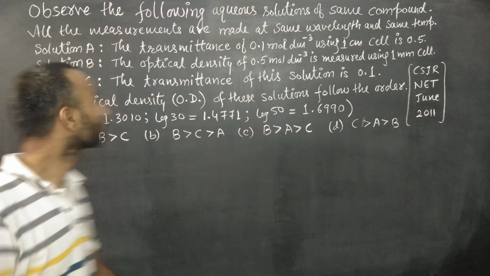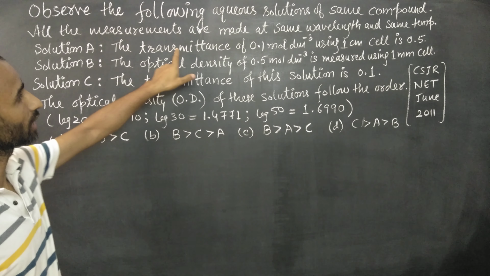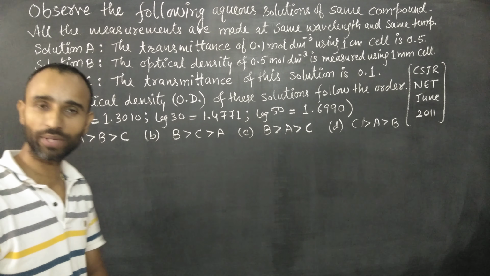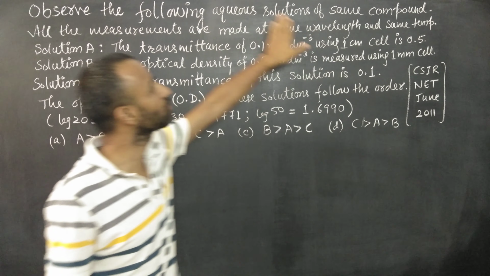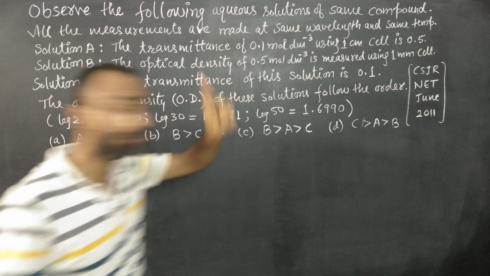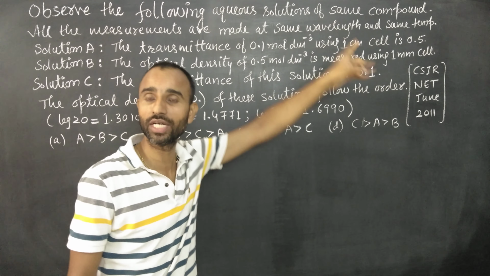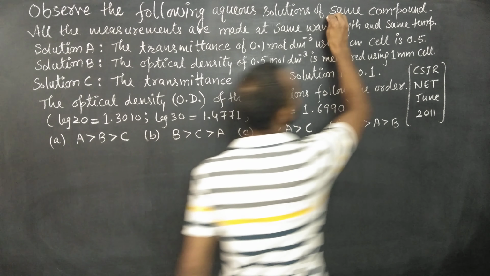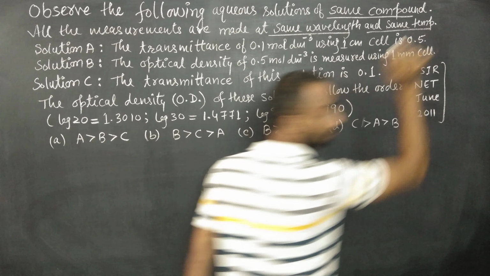नमस्कार दोस्तों. So this question is related to transmittance, absorbance and optical density. Observe the following aqueous solutions of the same compound. All the measurements are made at the same wavelength and same temperature. The compound is the same, the wavelength is the same, the temperature is the same.